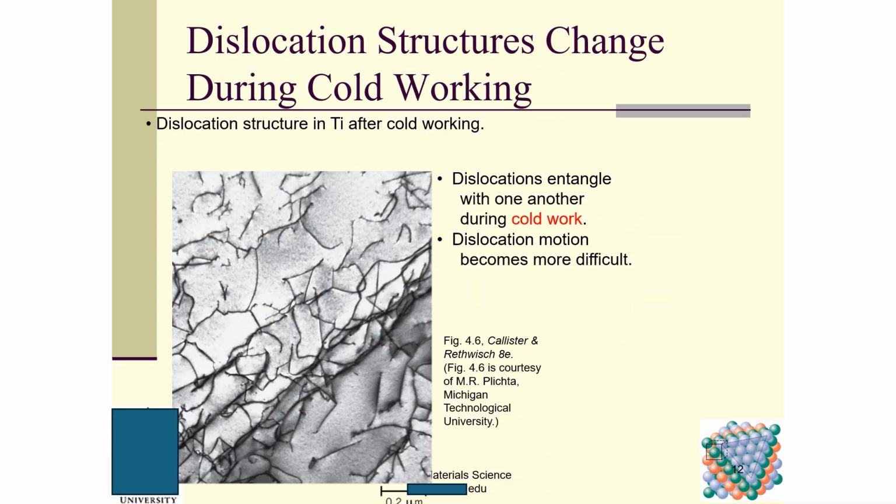So here is a micrograph, and we have dislocation structures changing during the cold working. Dislocation structure in titanium after cold working. These dark areas show dislocations entangling with one another during cold work. This is the reason that after cold work, the material becomes stronger, and dislocation motion becomes more difficult. These darker lines are dislocations.